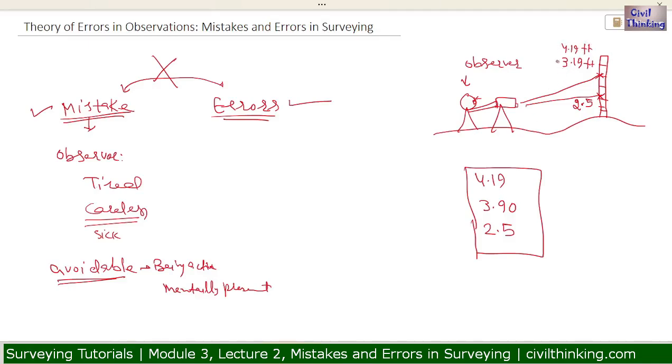Okay, so these mistakes are not because of human limitations of sight, because we humans have limitations of what we see, how far we can see, and how far we can listen. But these mistakes are not because of that. The observer reads the things, maybe he has the capacity to read the things correctly, to hear the things, but he is not active.